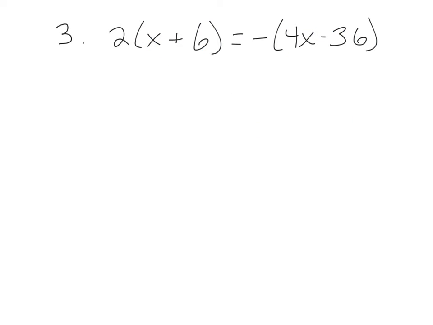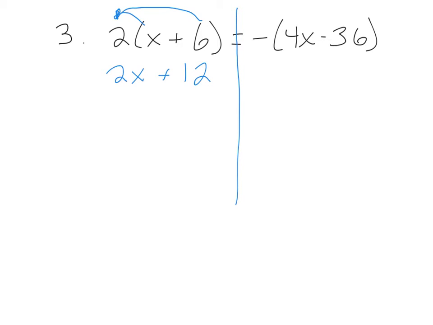Our third example here, if you notice, we have a lot of parentheses. So we first want to get rid of the parentheses. And that just means we have to distribute. So on our left side, we have to distribute a 2. We have 2x plus 12. Remember that distributing means to multiply. So if you want, you could put the dot there to show multiplication.